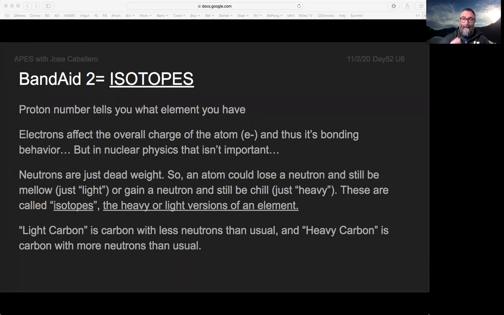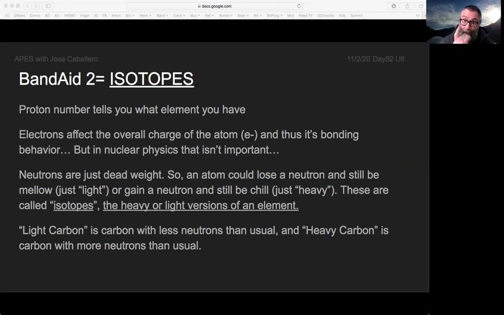Remember that the number of protons tells you what element you have, and the number of electrons tells you the charge and thus the bonding behavior. But all of that is chemistry for babies. That's what you would need for Chemistry 101. But we're not really here for Chemistry 101. We're not trying to do bonding stuff. We're not trying to do ions and stuff.